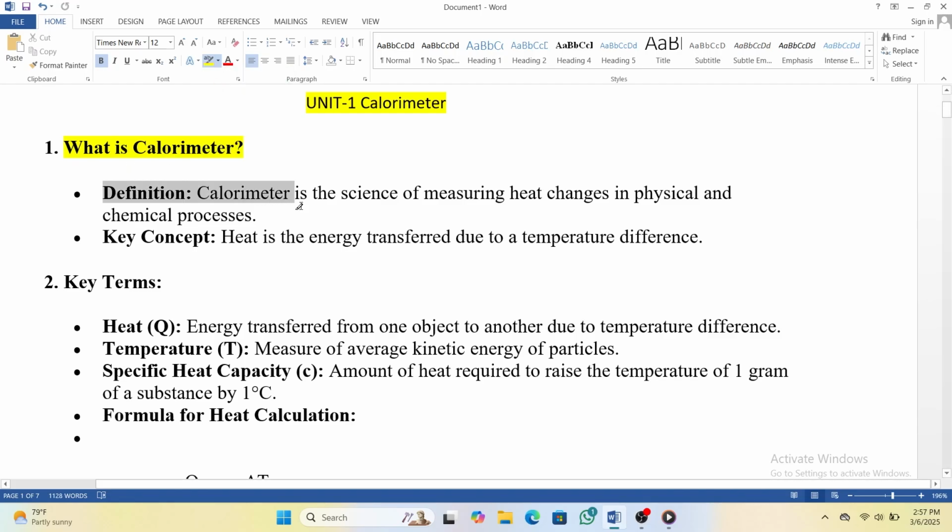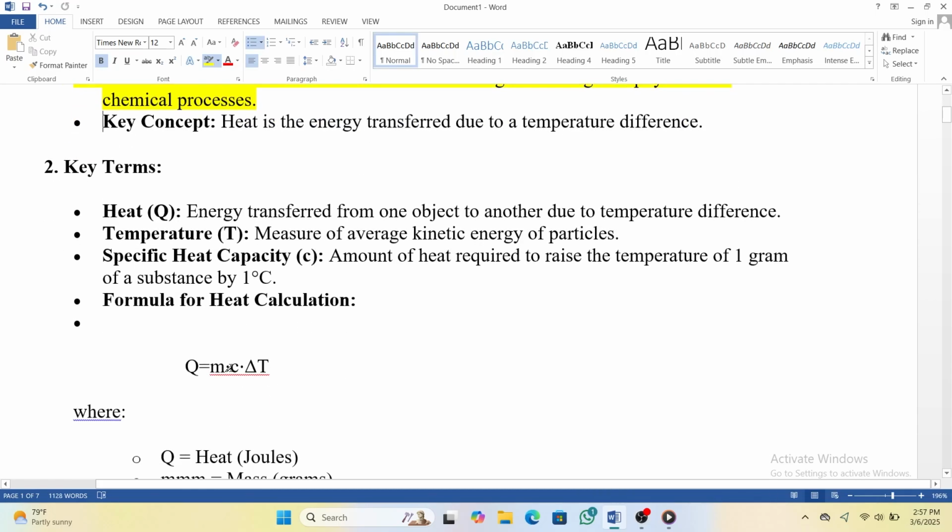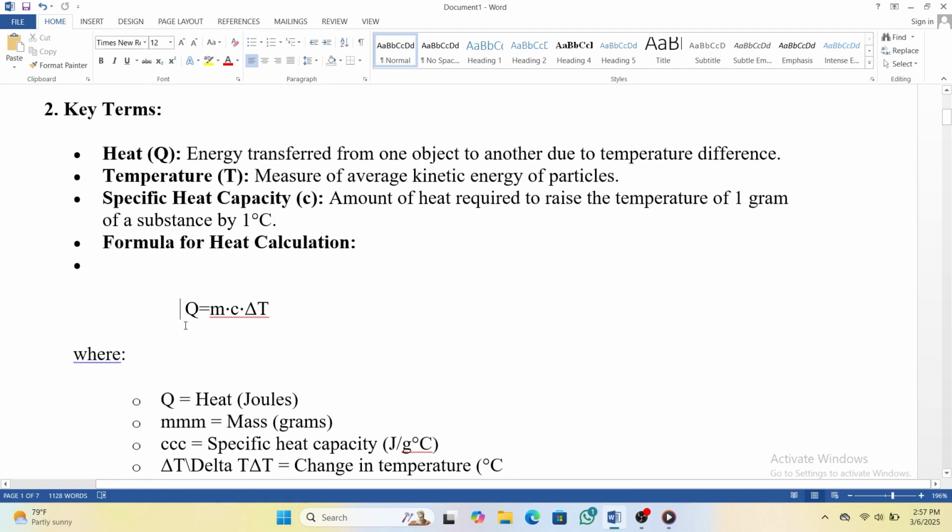2. Key terms. Heat, Q, energy transferred from one object to another due to temperature difference. Temperature, T, measure of average kinetic energy of particles. Specific heat capacity, C, amount of heat required to raise the temperature of 1 gram of a substance by 1 degree Celsius.